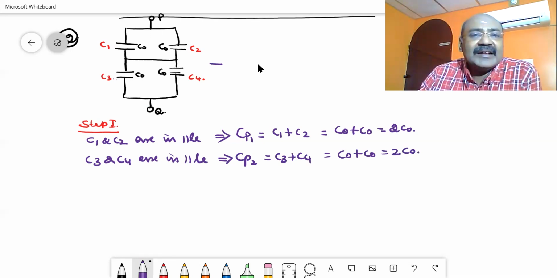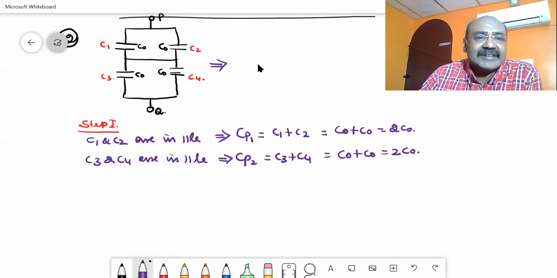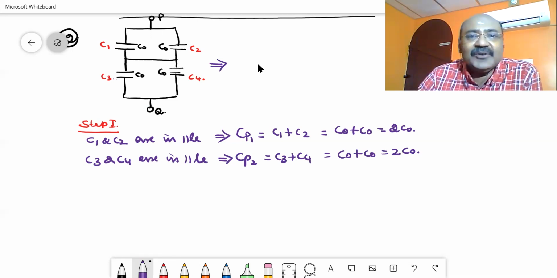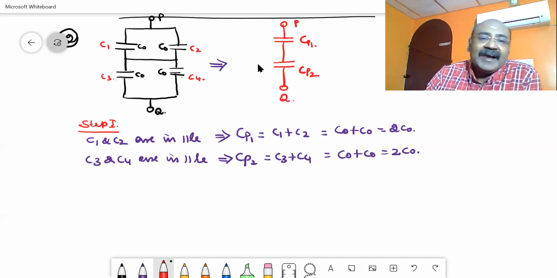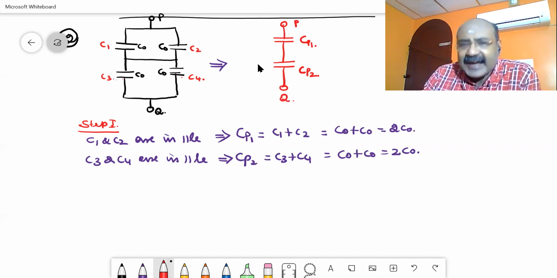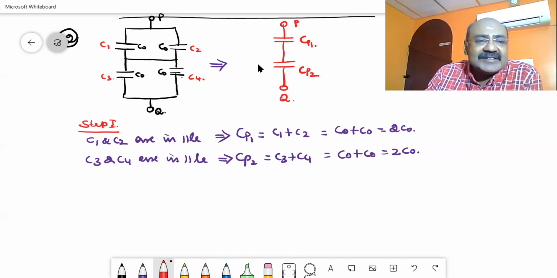So how can I simplify this diagram then? This diagram can be simplified. C1 and C2 are replaced with a single capacitance called CP1. Then C3 and C4 are replaced by a single capacitance called CP2. So we are having the 2 edges, one we are considering as P, another one as Q. Now, you see the diagram. From the diagram, it is very clear that CP1 and CP2 are in series.